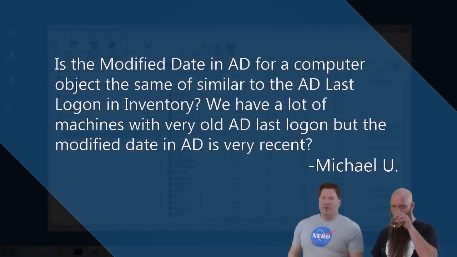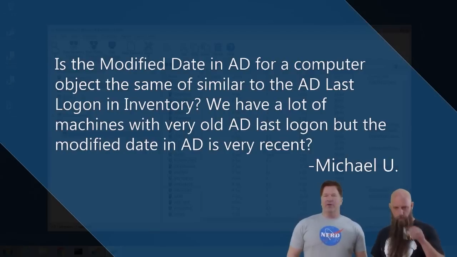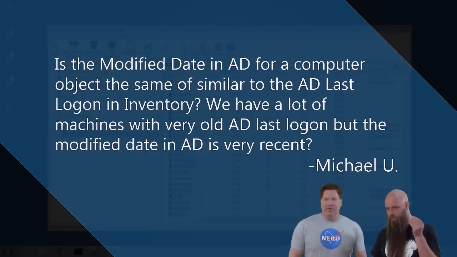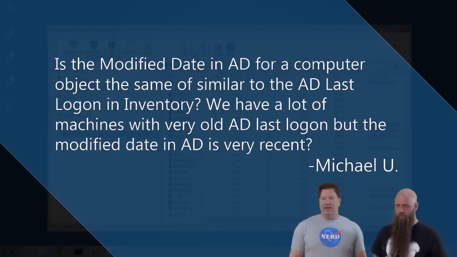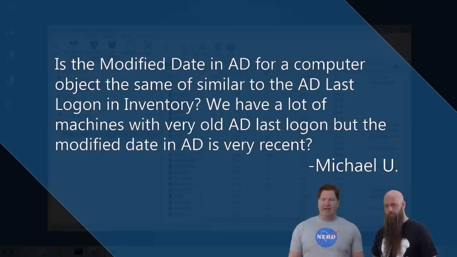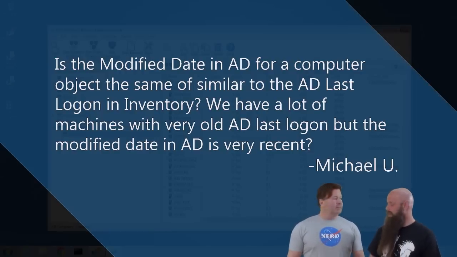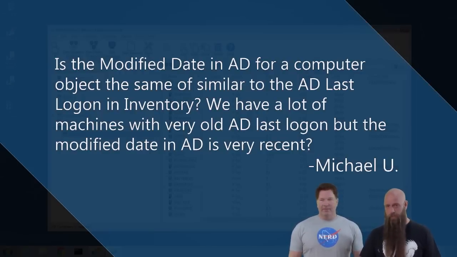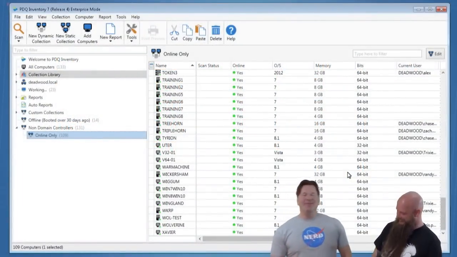Is a modified date in AD for a computer object similar to the AD Last Logon in inventory? We have a lot of machines with very old AD Last Logon, but the modified date in AD is very recent. I don't know. Michael, I never looked at that either. I would Google that one and look at AD attributes, modified versus AD Last Logon. When you find out, Mike, let us know. Appreciate it, man. Thanks.